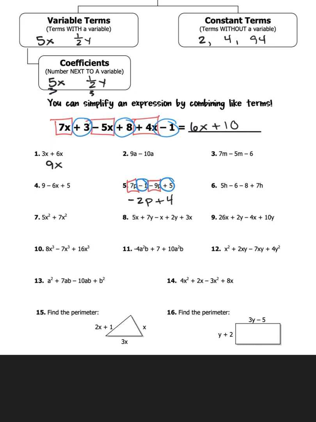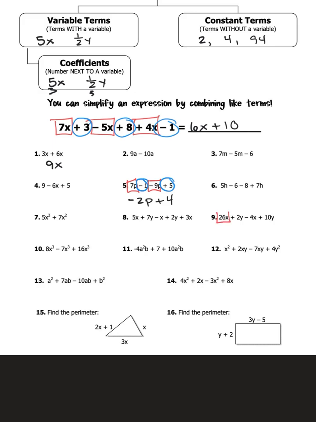All right. Let's jump on. We're going to look at number 9 next. So I have 26x plus 2y minus 4x plus 10y. Taking a look there, again, getting those variable terms.